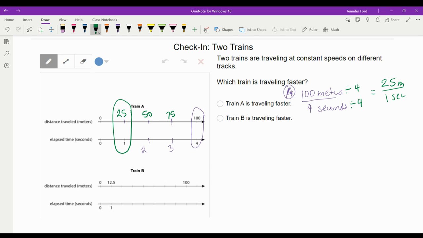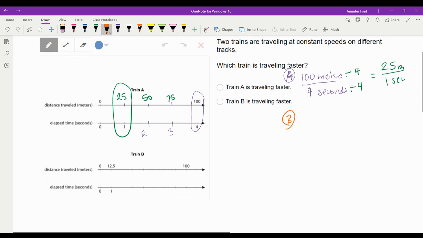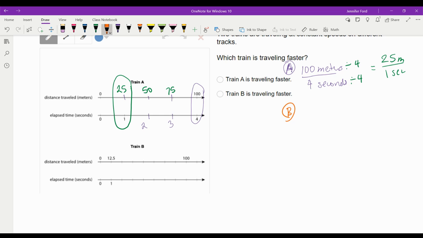Okay. All right. Train B, they don't tell us how long it takes to go 100 meters. They tell us that it can go 12.5 meters in 1 second. And then to scale that up, we're going to need to multiply both of those values by a number that takes us to 100 meters, to I don't know how many seconds.